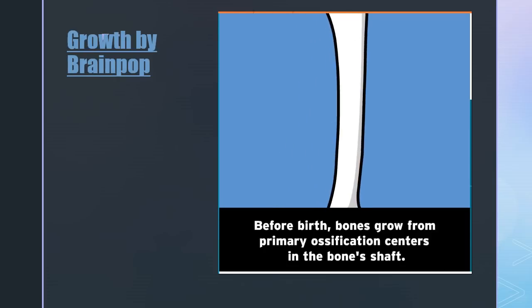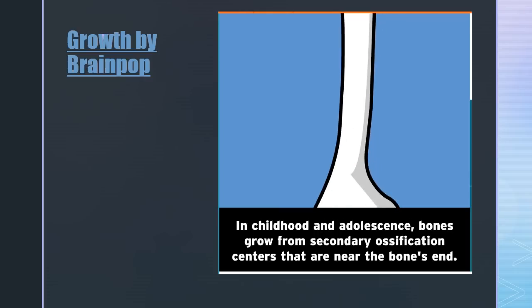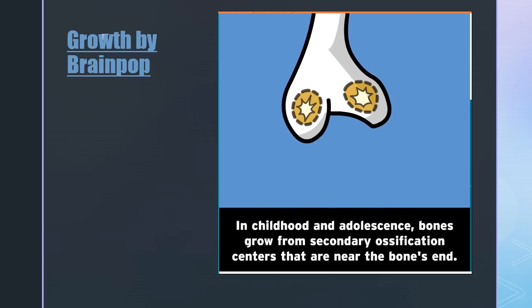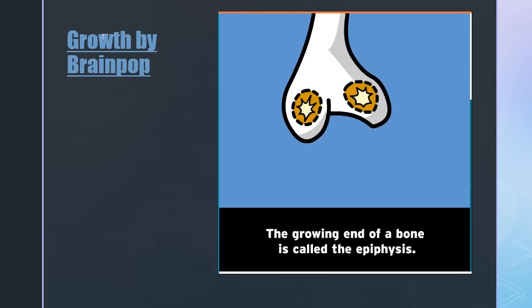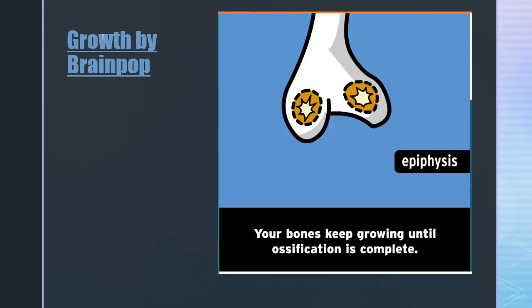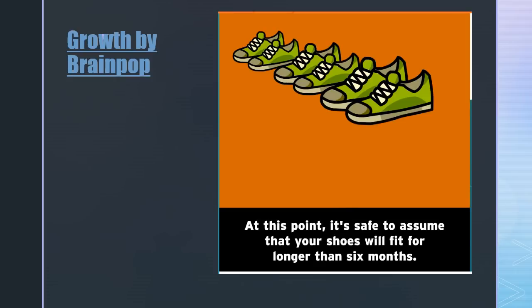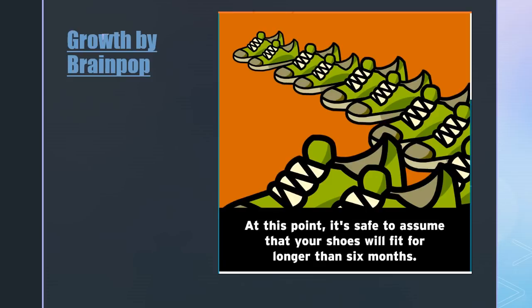Before birth, bones grow from primary ossification centers in the bone's shaft. In childhood and adolescence, bones grow from secondary ossification centers that are near the bone's end. The growing end of a bone is called the epiphysis. Your bones keep growing until ossification is complete. After puberty, your body finishes off its growth. At this point, it's safe to assume that your shoes will fit for longer than 6 months.